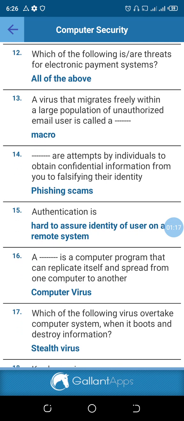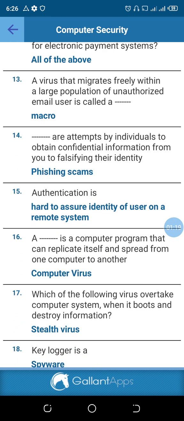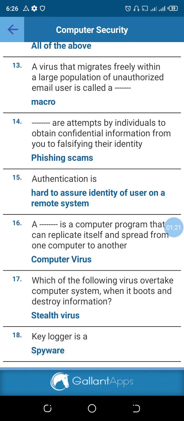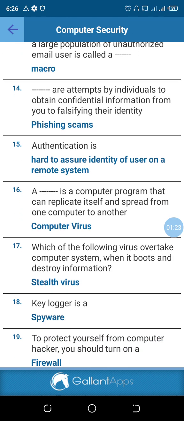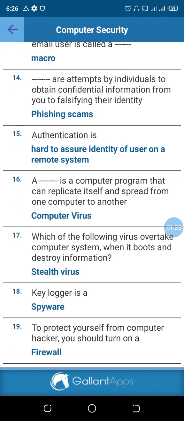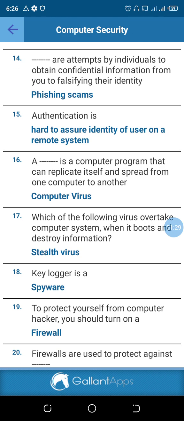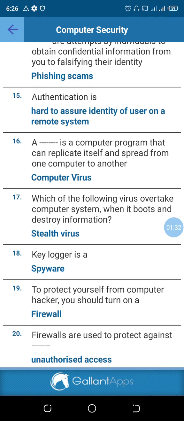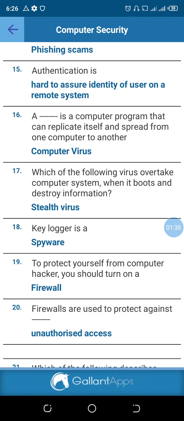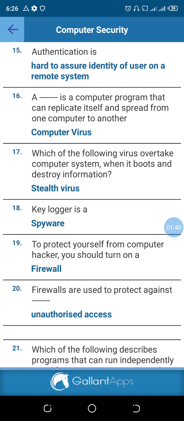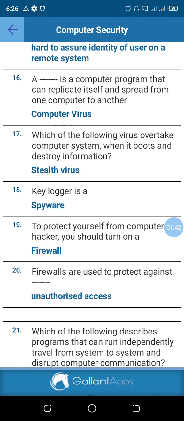A virus that migrates freely within a large population of unauthorized email users is called a macro. Phishing scams are attempts by individuals to obtain confidential information from you by falsifying their identity. Authentication is hard to assure the identity of a user on a remote system. A computer virus is a computer program that can replicate itself and spread from one computer to another.